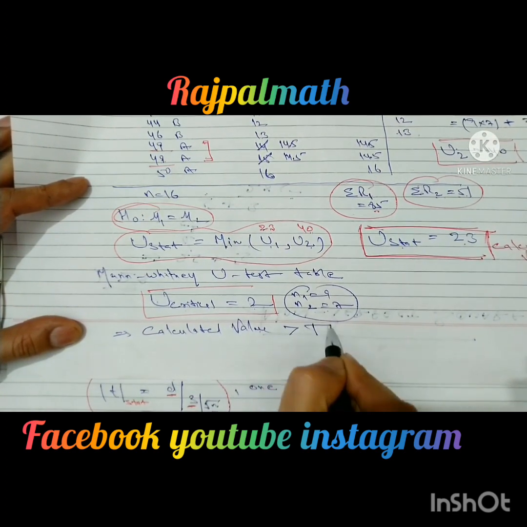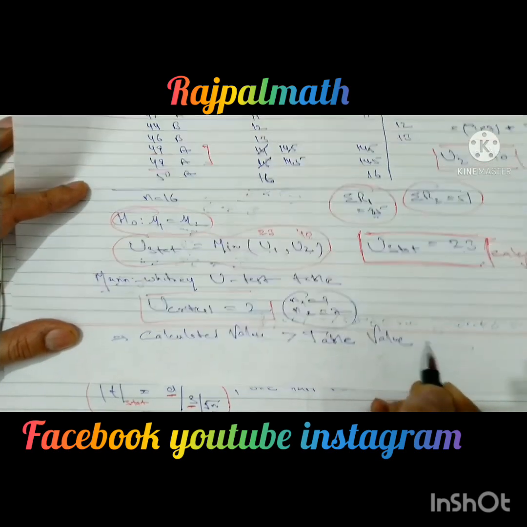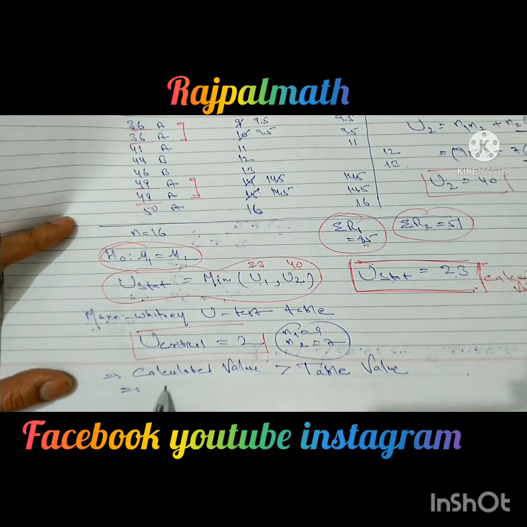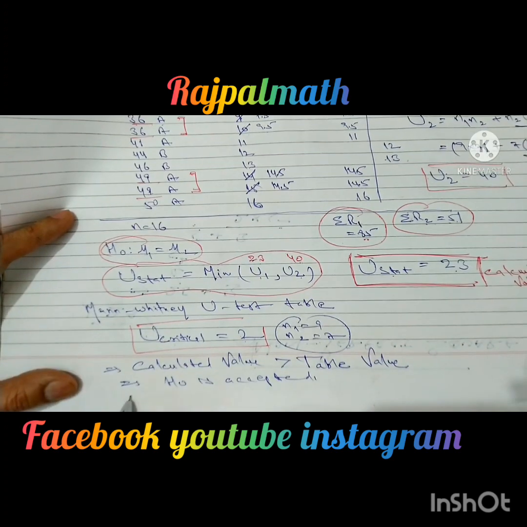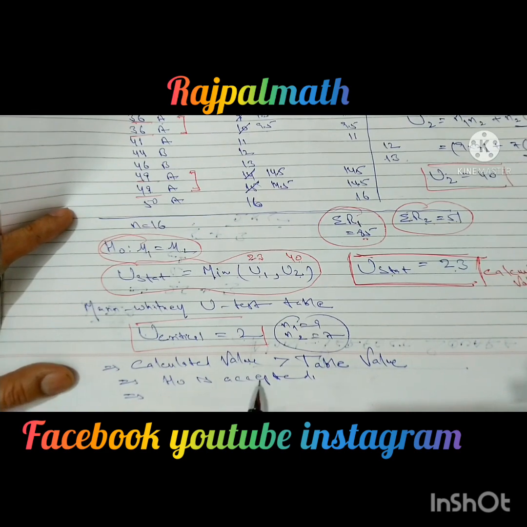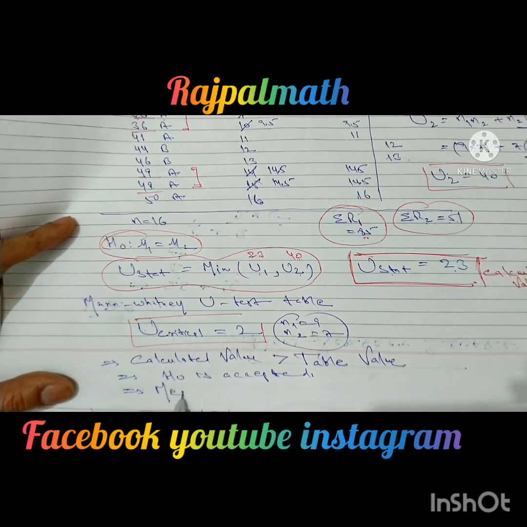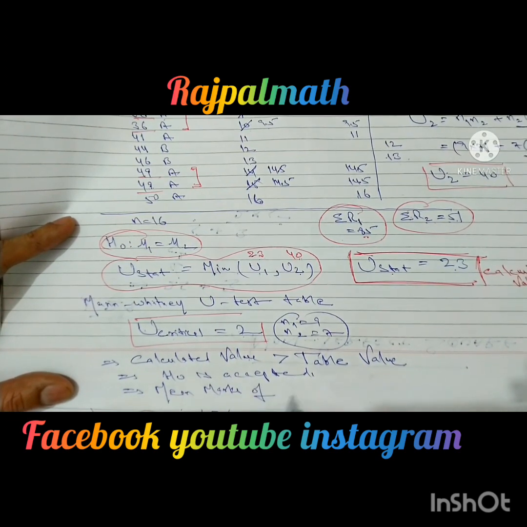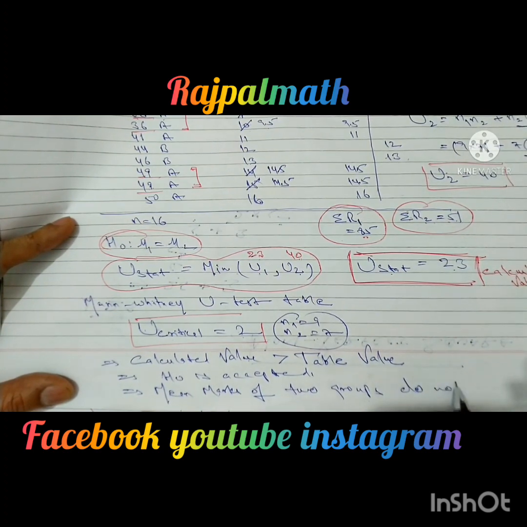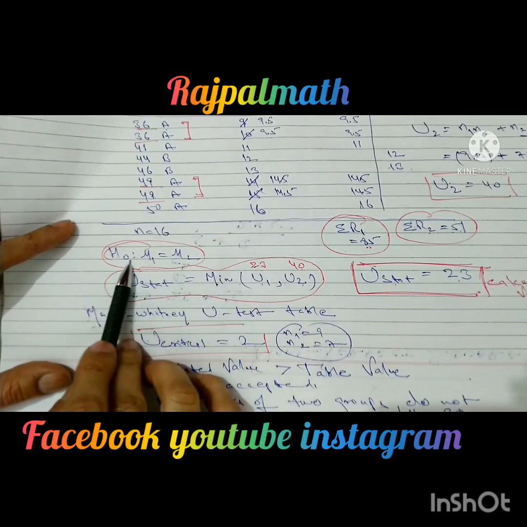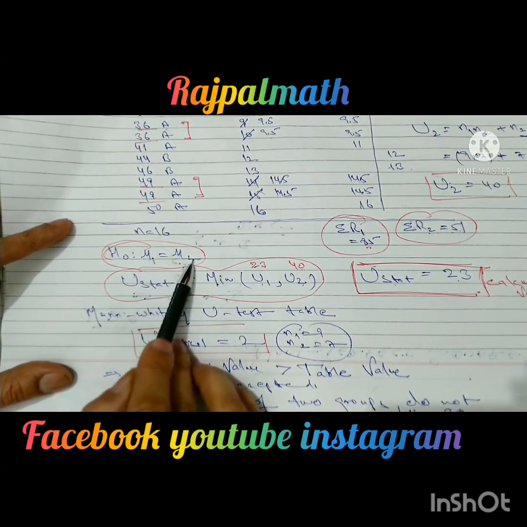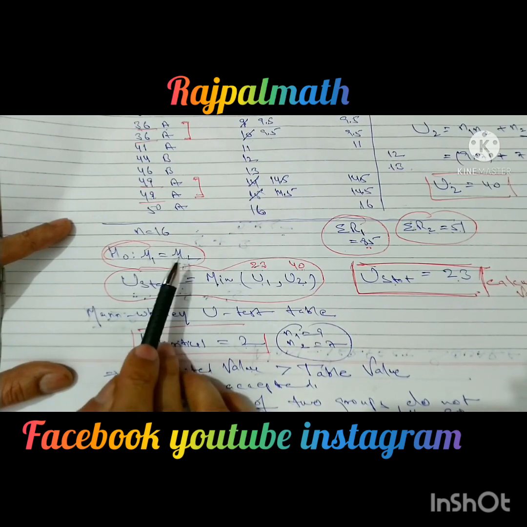is greater than the table value. Our calculated value is greater than the table value, which means H naught is accepted. So we can conclude that mean marks of the students of the two groups do not differ significantly. Means H naught is accepted, meaning mean marks of the two groups do not differ significantly.